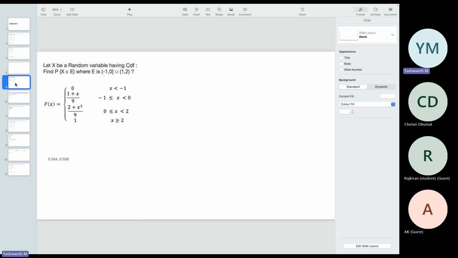So x is a random variable having this CDF, right? You are given some CDF, capital F of x, as you can see, and you want to know what is the probability of this set, right?